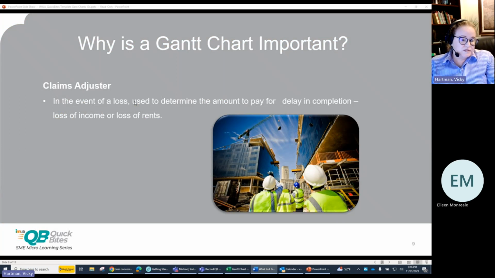The next group is the claims adjuster. In the event of a loss, the Gantt is used to determine the amount to pay for delay in completion, either loss of income or loss of rents. I can't stress enough how critical this document is because it's used to determine the expected completion date had the loss not occurred versus the date the project actually completed.